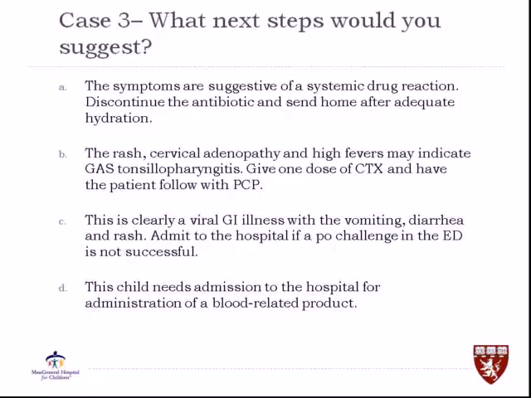C, this is clearly a viral gastrointestinal illness. Now the kid is vomiting, he's having diarrhea. So admit to the hospital if a PO challenge in the emergency room is not successful. And finally, D, this child needs admission to the hospital for administration of a blood-related product.